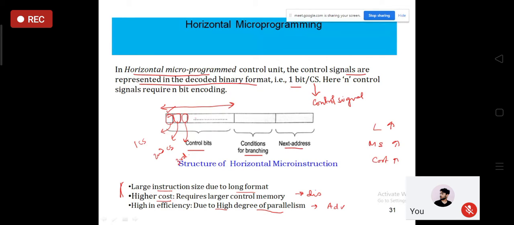The parallelism can be increased. But the problem is that the cost is going to be increased also. Okay, so if you want n control signals, you require n control bits for encoding. So here you require n control bits.